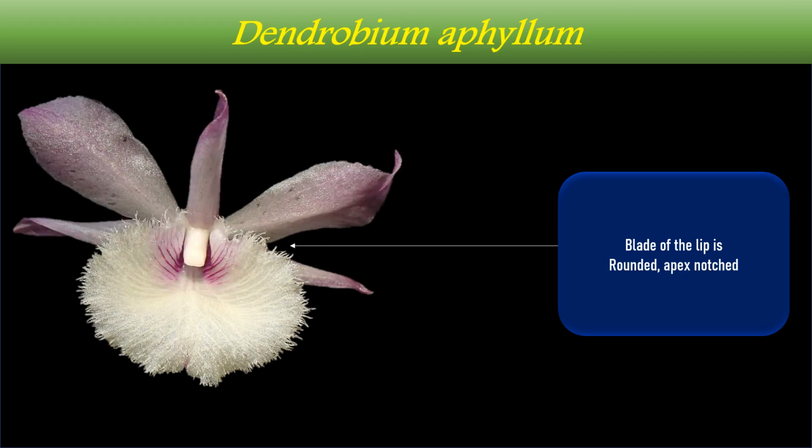Then comes to our Dendrobium aphyllum. Dendrobium aphyllum is an epiphytic orchid, and it has a very prominent lip structure. That is, the blade of the lip is rounded first, then apex notched, and you can see very minute hairy structures at the lip part, and it has a whitish and pinkish color. So it is very much differentiated from other Dendrobium species.